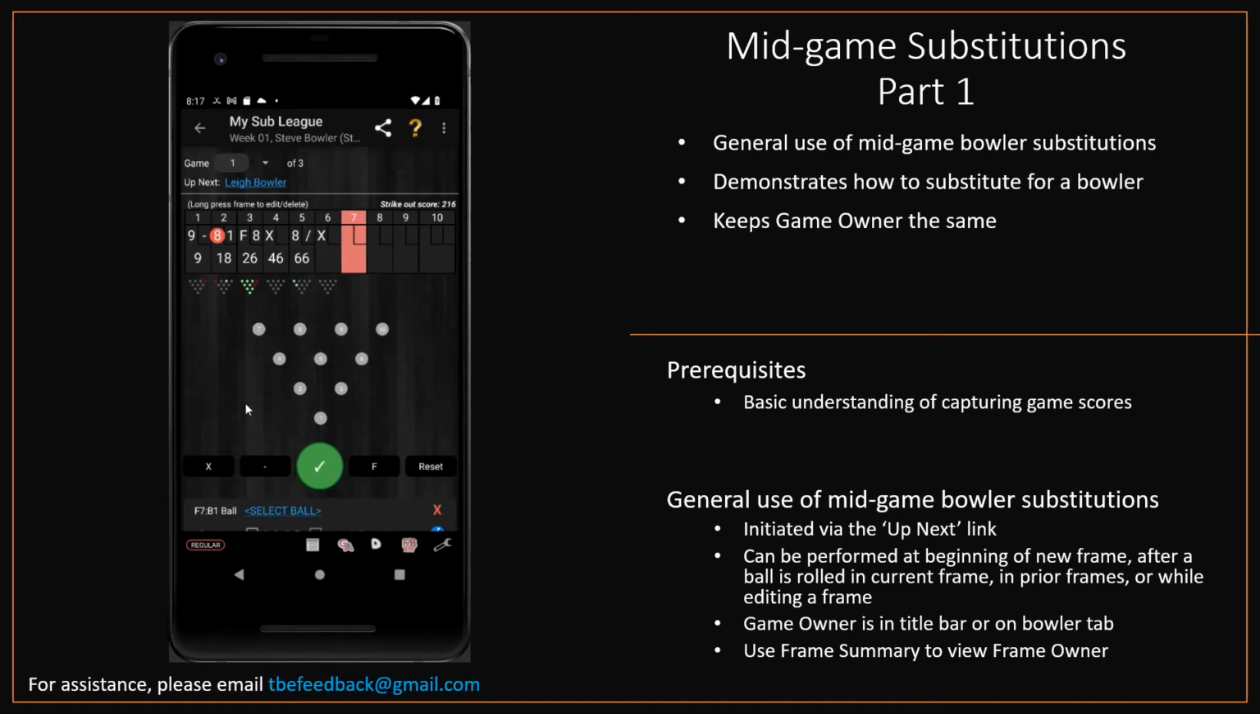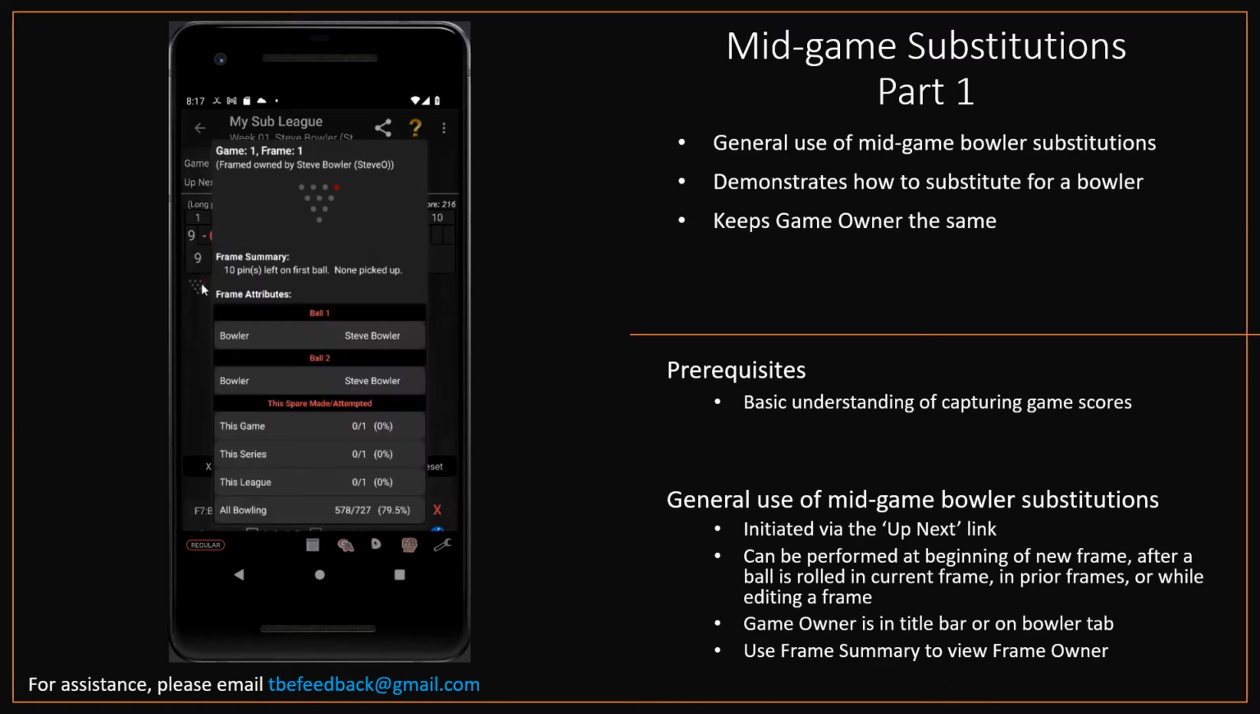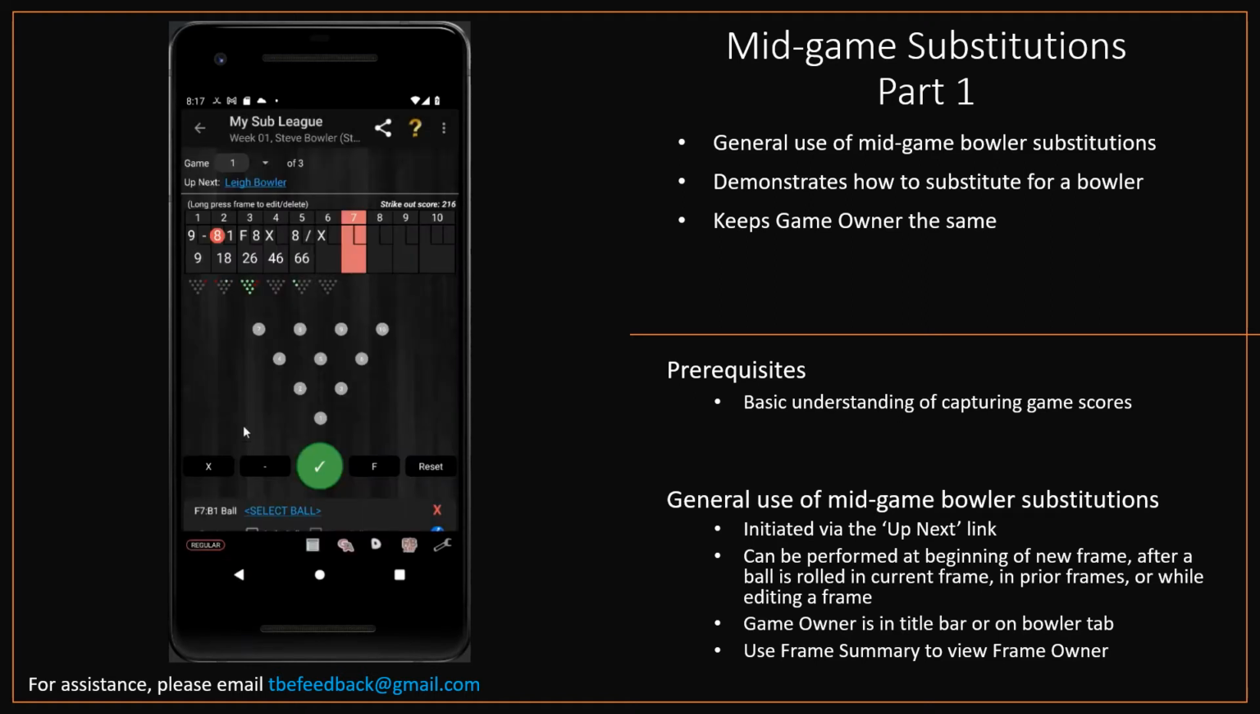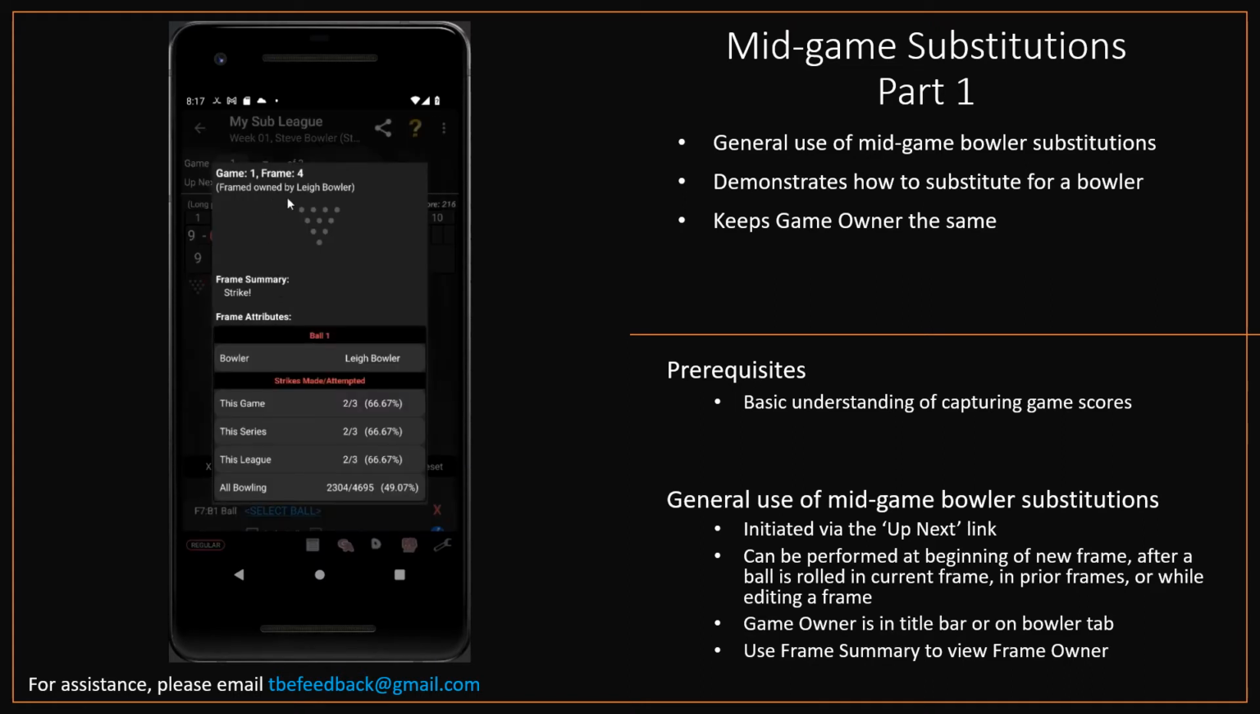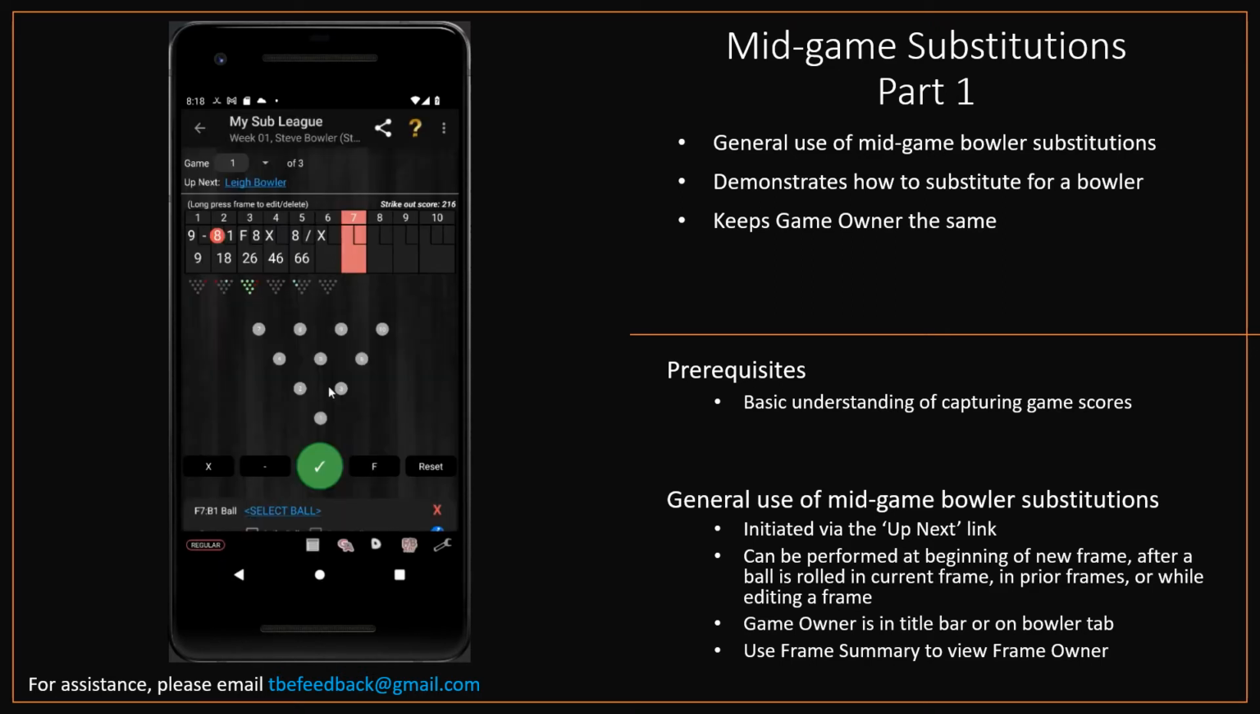Okay, so to see that BDSS is tracking the frame owner, click the pins under frame 1. And remember, frame 1 was rolled by Steve. And then down on the bottom, you can see that Steve rolled ball 1 and Steve rolled ball 2. Okay, so let's close out frame summary. Now let's click the pins under frame 4. And you can see that Lee is now the frame owner. And you can also tell that Lee rolled ball 1. Okay, and you close out frame summary. And with that, you've successfully substituted Lee for Steve starting in frame 4.